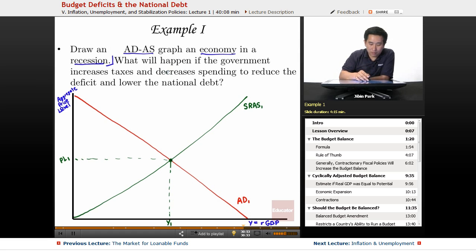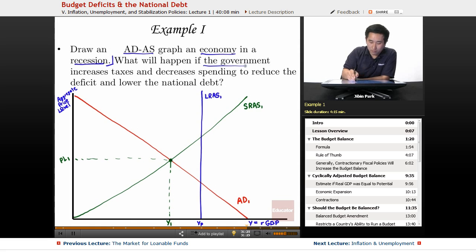What will happen if the government increases taxes? Now keep in mind it's in a recession here, so the potential is going to be greater than the current output here. So the long run aggregate supply curve is going to be a vertical line to the right of Y1, and label this YP. And this is going to be the LRAS. Put LRAS1. And so you're in this recessionary gap here.